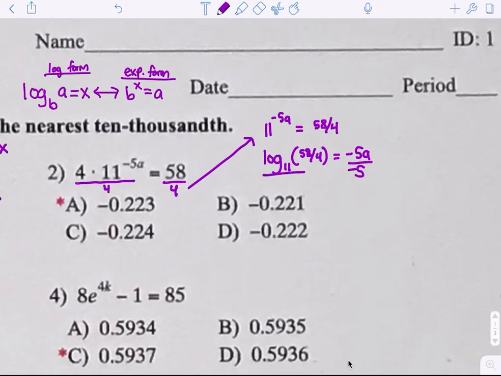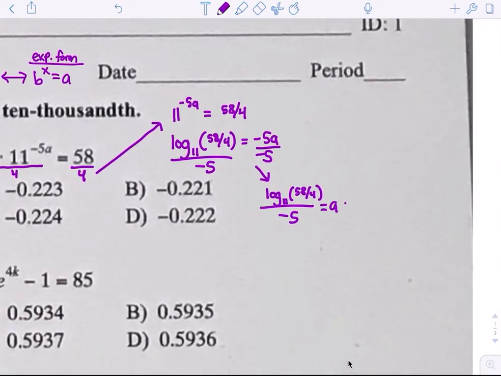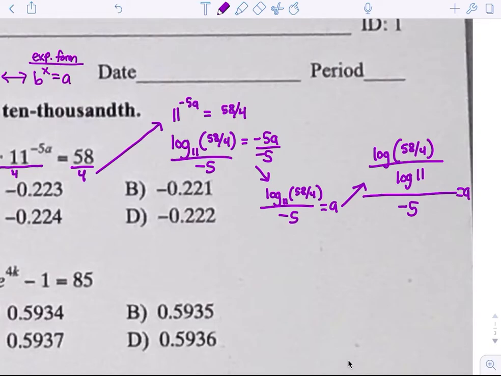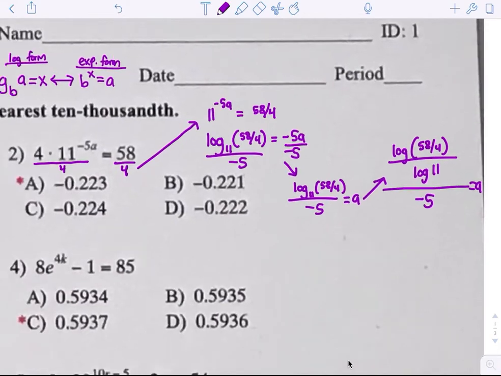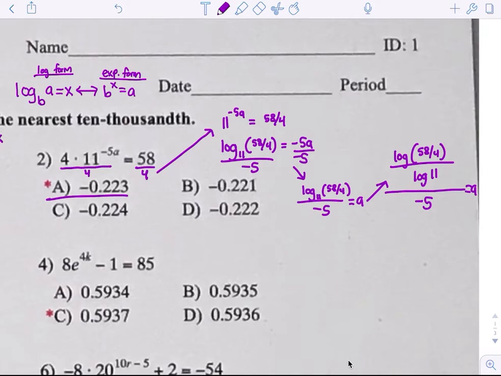Divide both sides by negative 5. So then we get log base 11 of 58 over 4, all over negative 5. And now we have to change this to become change of base form to get into calculator ready form. So we're going to have log of 58 over 4 divided by log of 11, all of this divided by negative 5. And that is going to equal our value, which is negative 0.223.